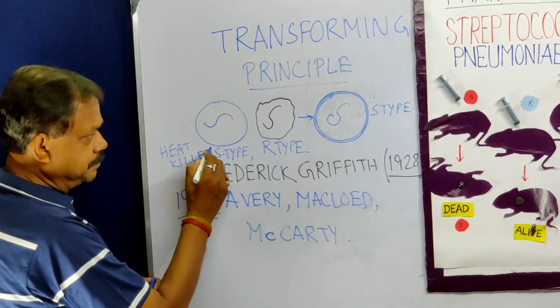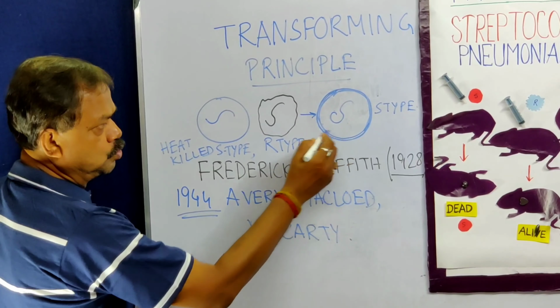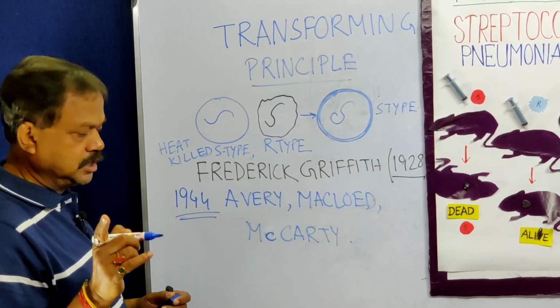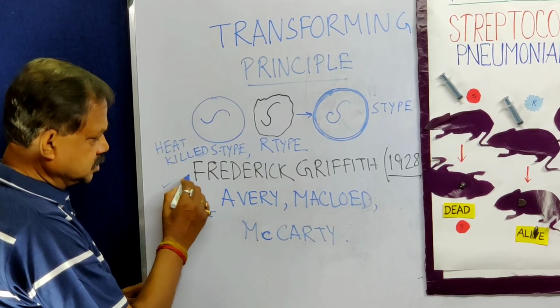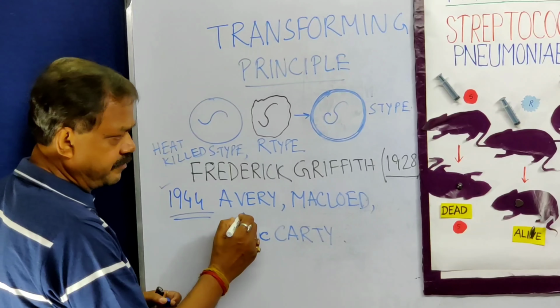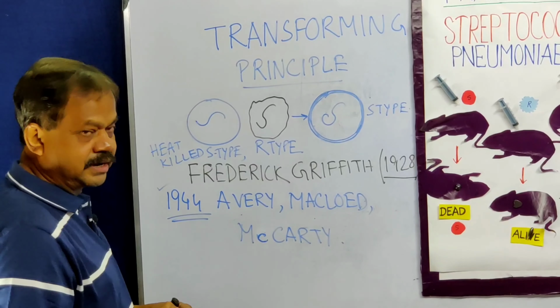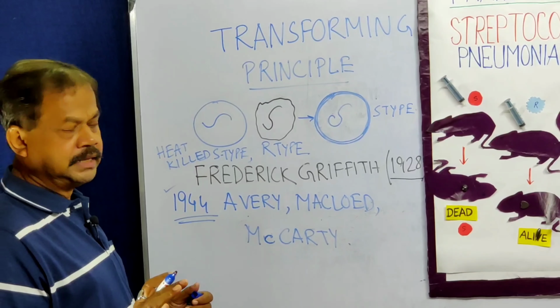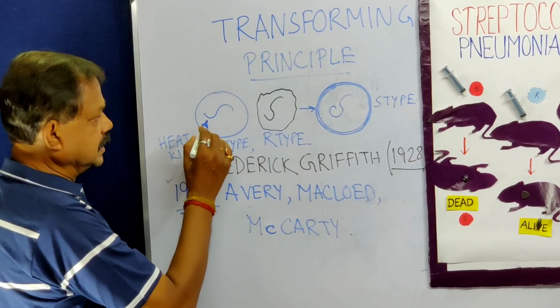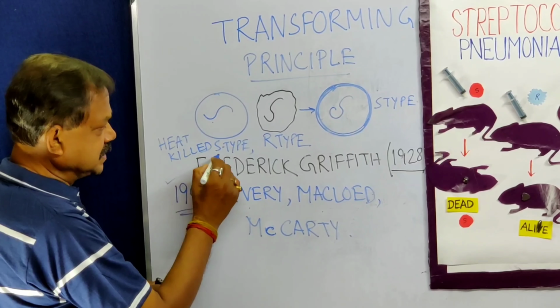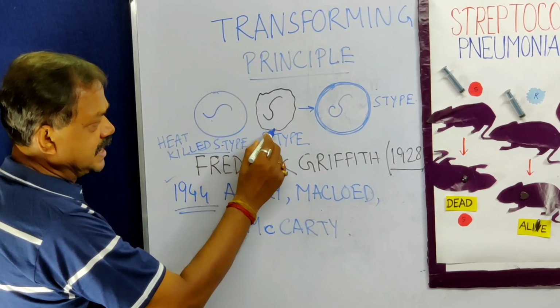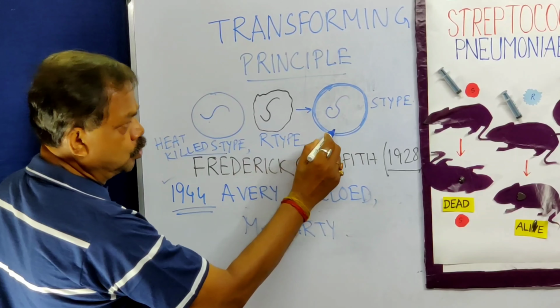of S-type changed the R-type into S-type. Again I am telling you, in the year 1944, Avery, MacLeod and McCarthy explained properly by experiment that the DNA of S-type, heat killed S-type, changed the R-type into S-type.